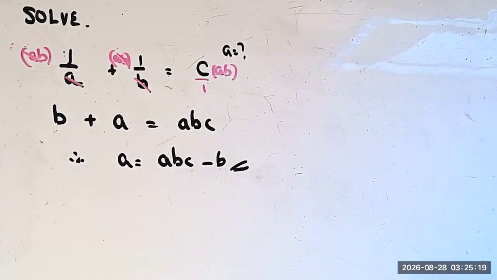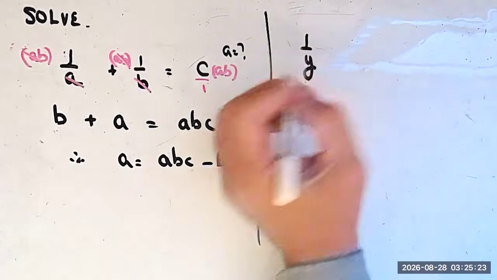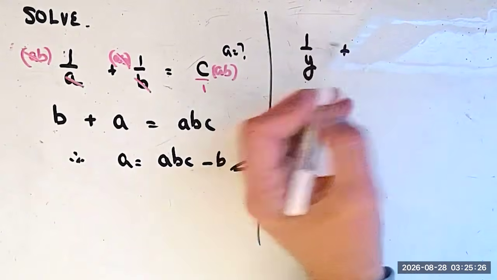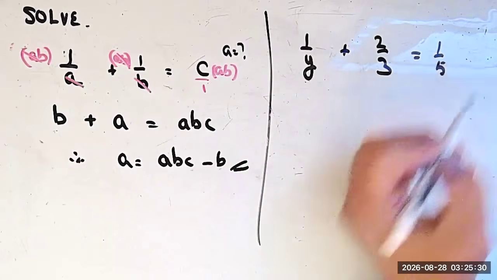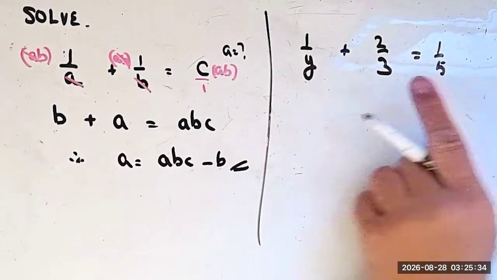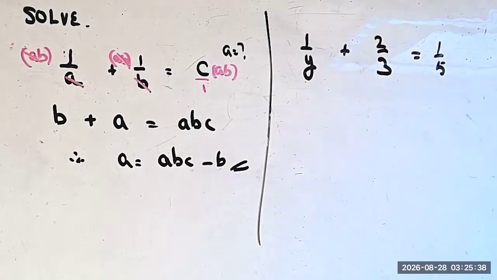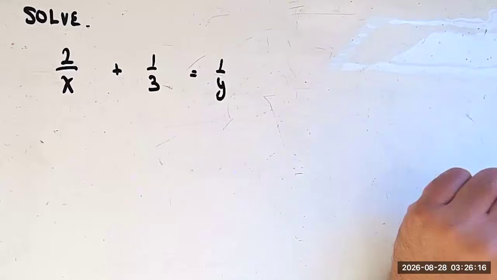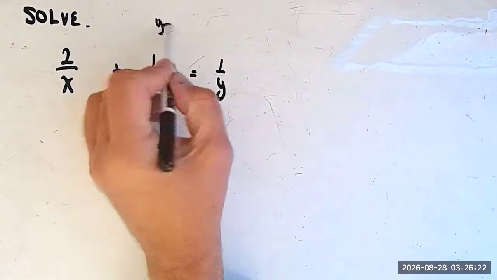Let's try this other one. Let's see if I can do it in real time. 1 over y plus 2/3 equals 1/5. Oh, very similar to the one I just scrubbed. So this LCD, least common denominator, 3 times 5, 15 times y, that's 15y. Sorry, folks, I erased the other one. It was exactly the same as the one we just did. So let's try this one. We need to solve for y.